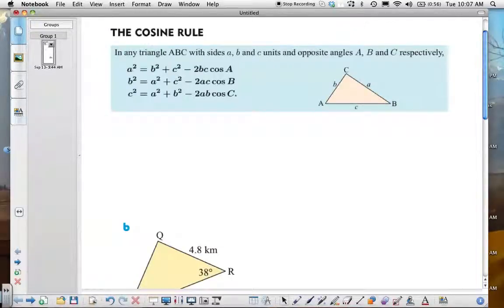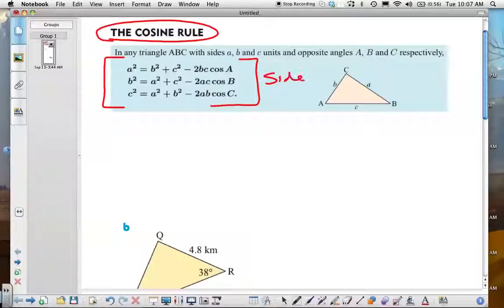Hi. In this short video presentation, I'm going to be talking about the cosine rule and how we use it to work with triangles where there is not a right angle. Now, we have already seen the sine rule and the area sine rule, and these formulas over here are for when you want to find the side.